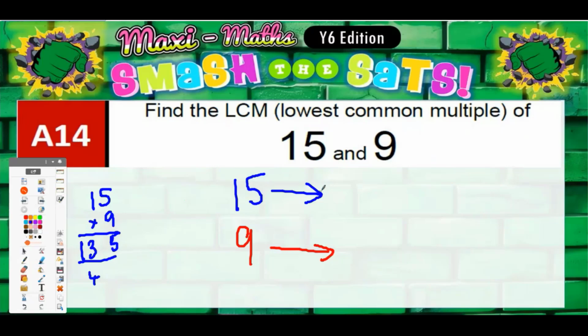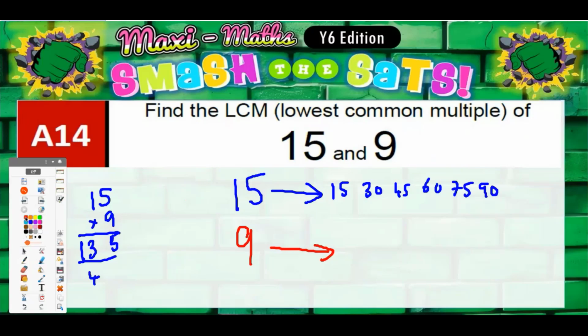So if we go up in 15s, we would go 15, 30, 45, 60, 75, 90. Now, I always recommend that you do 6 in each list. You may not need 6, but 6 is a good number to do to try and get the lowest common multiple. If that isn't enough, you might have to do some more, but we'll soon find out.